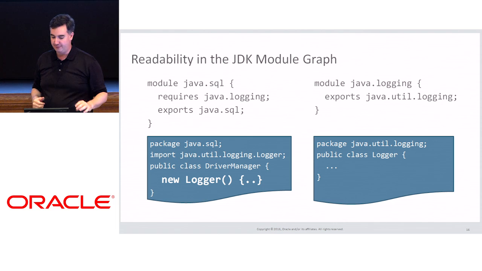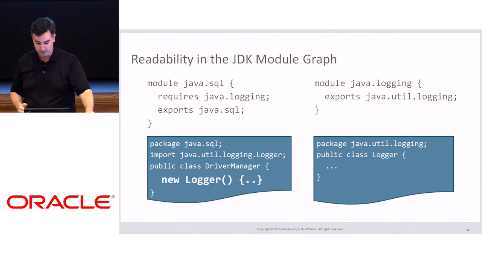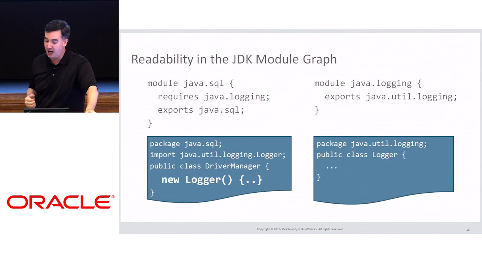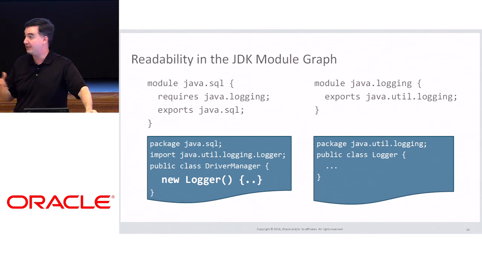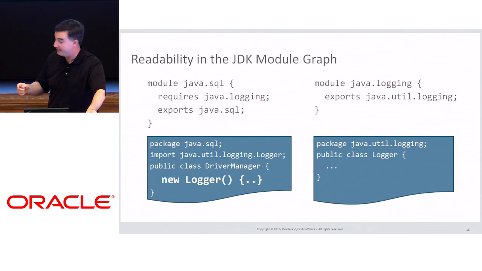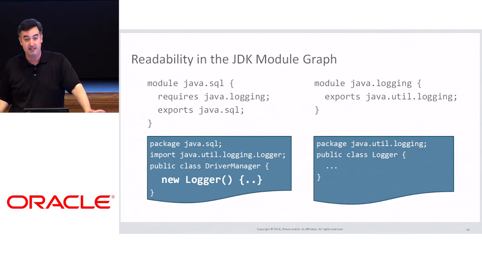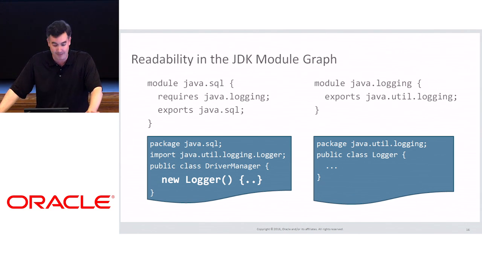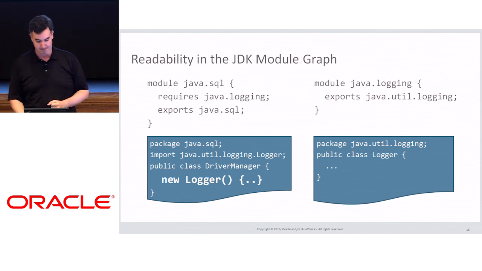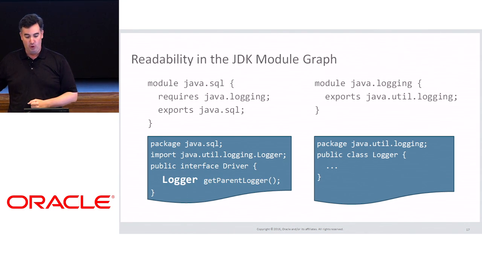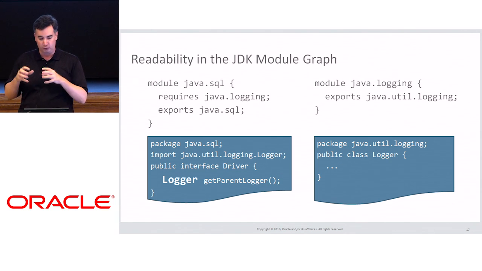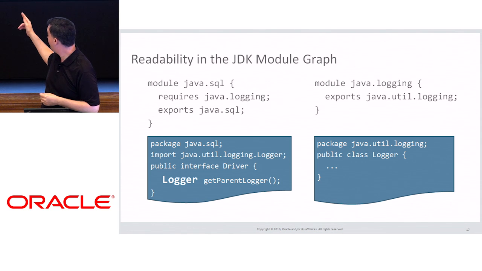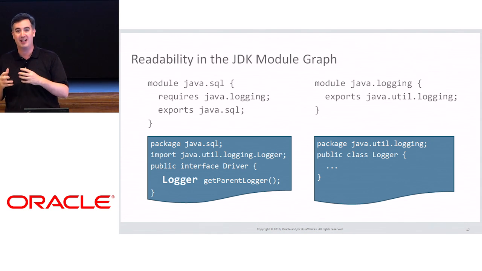This is an example of readability from the graph of JDK modules. The java.sql module on the left that holds JDBC requires the java.logging module that exports the package java.util.logging. This lets code in the java.sql module access the public types of java.util.logging, such as Logger. You can see that some code in the JDBC DriverManager class is newing an instance of Logger. What if the API of the java.sql module, rather than its implementation, wants to use the Logger type? For example, the JDBC Driver interface has Logger in a return type position.